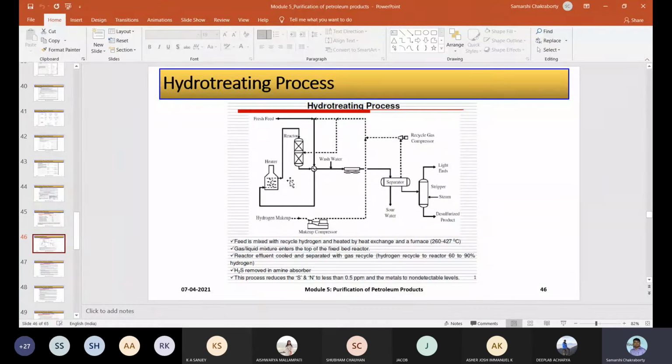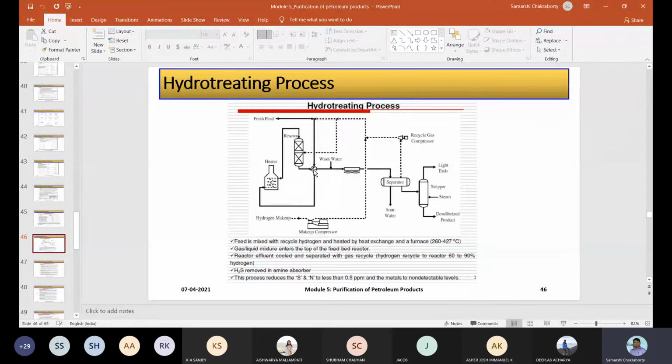So your fresh feed and your hydrogen will get heated up, because your hydrotreating reaction is taking place, and obviously the product that is coming out of your hydrotreating reactor will have a significantly higher temperature. You don't want the heat to be lost to the environment, so this heat will be utilized in order to preheat your fresh feed as well as your compressed hydrogen.